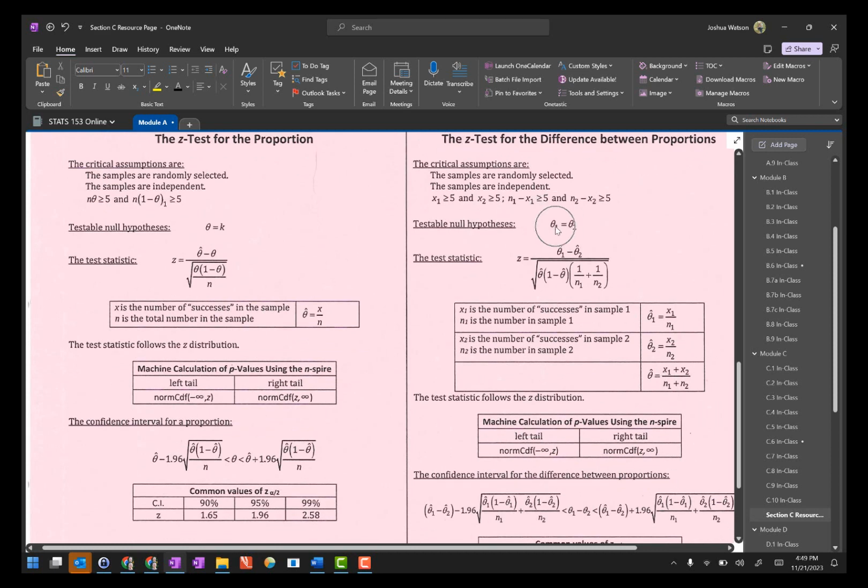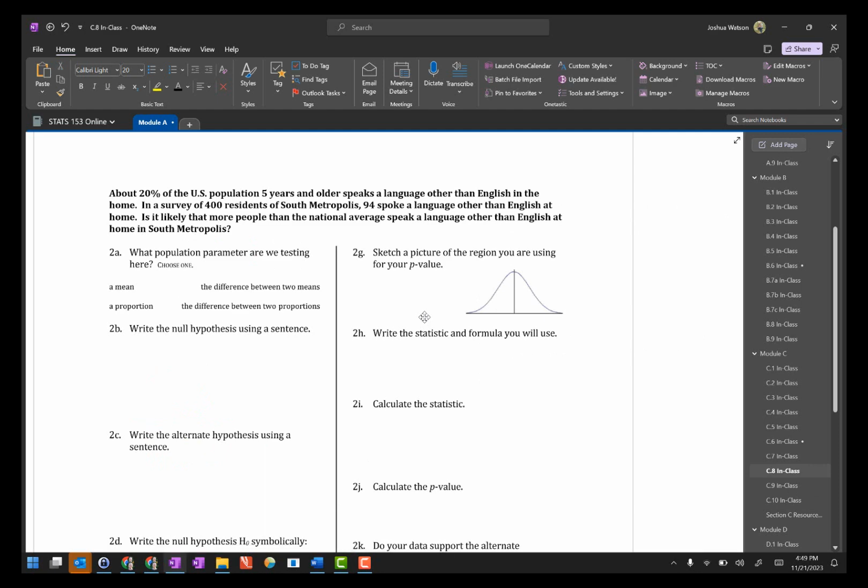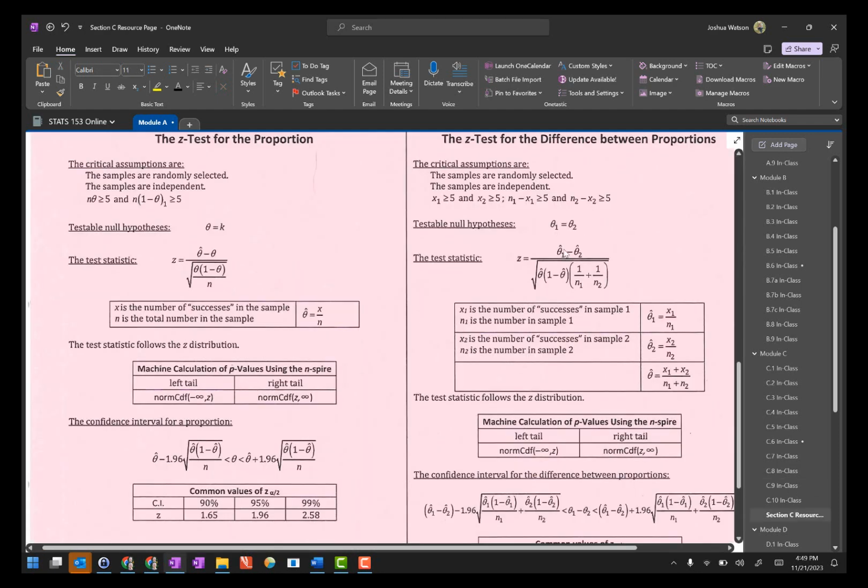So these thetas without a hat on them are the actual proportion for the population, and the test statistic is using our given sample proportion for the population. Right, so if we go back to this guy, our theta hat 1 will be 620 out of 1,000, or 62%. And our theta hat 2 will be 520 out of 1,000, or 52%. And at this point, we're just going to plug and chug, plug it in to this formula.